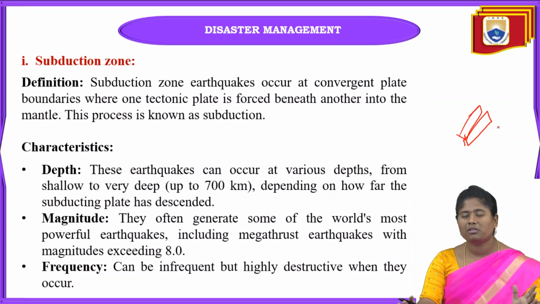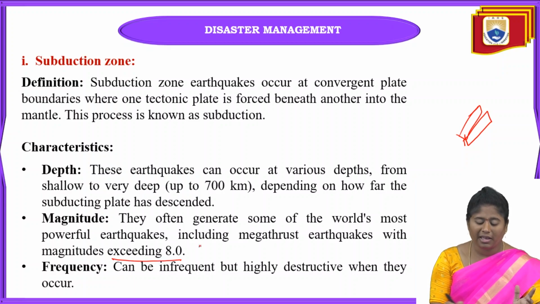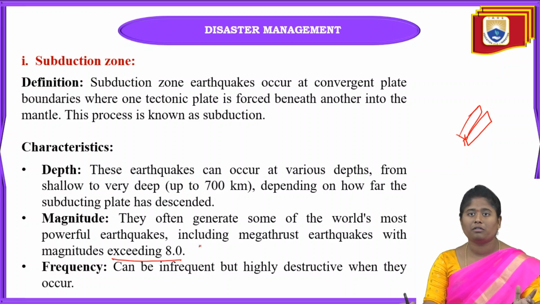When this type of earthquake occurs, the magnitude will exceed 8.0. That is called a megathrust earthquake. A very huge earthquake occurs when this type of subduction zone is involved, and the magnitude will be almost above 8.